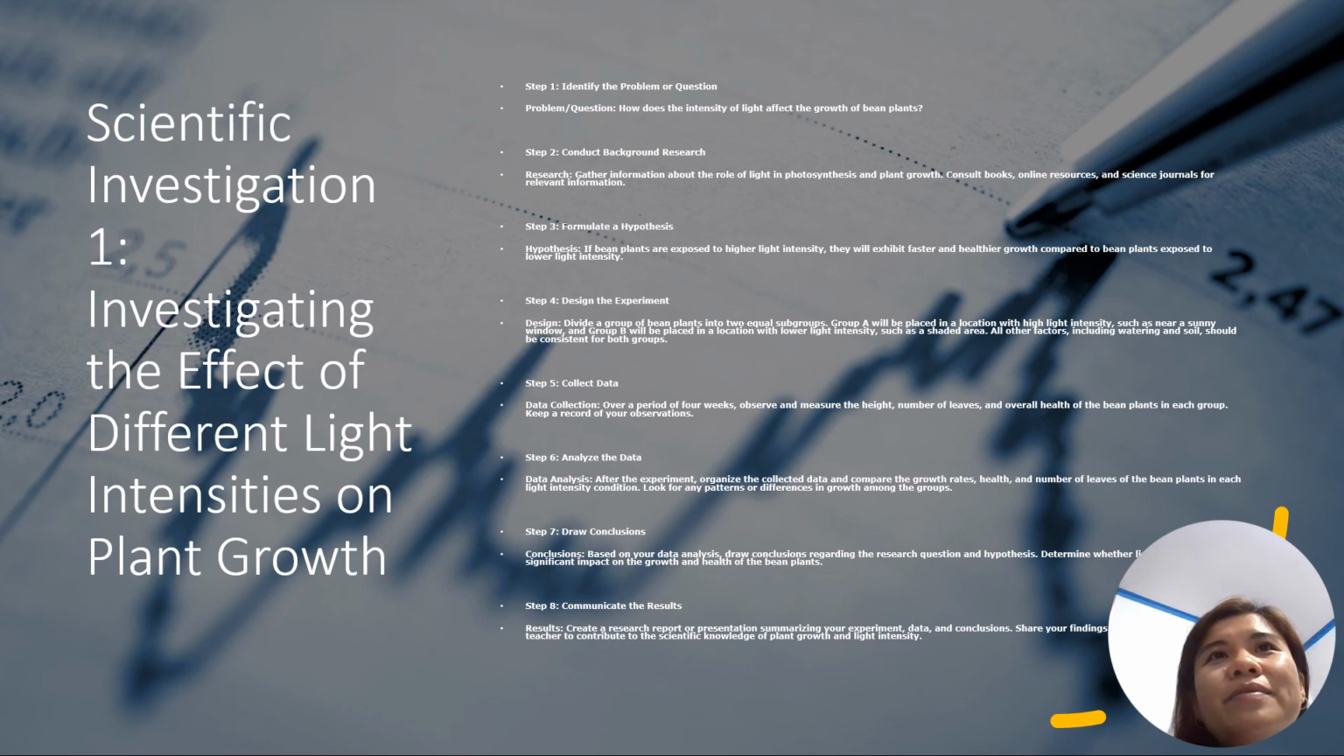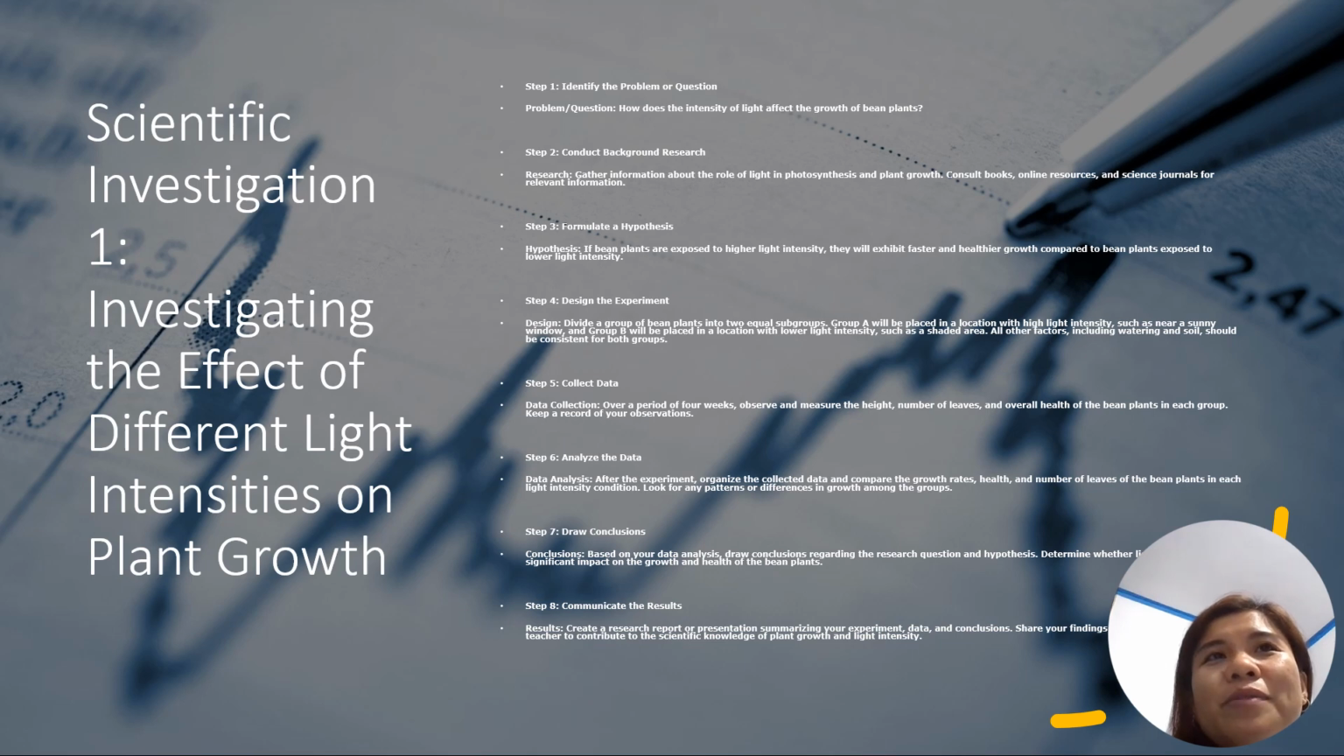Then we have the fifth step, collect data. You have to do your experiment over a period of 4 weeks. Observe and measure the height, the number of leaves, and overall health of the bean plants in each group. Keep a record of your observations. You can organize your record through a table so that you won't miss a thing in your experiment.